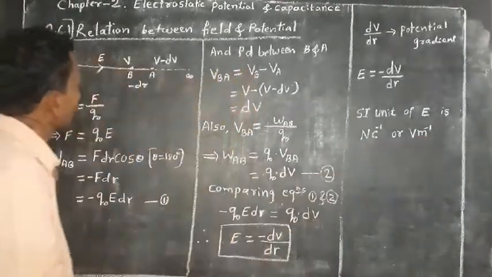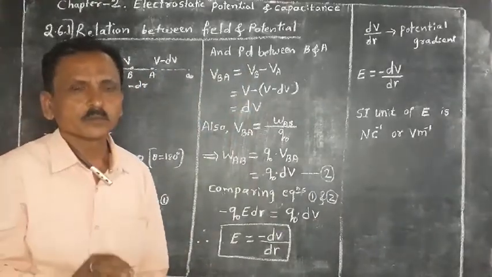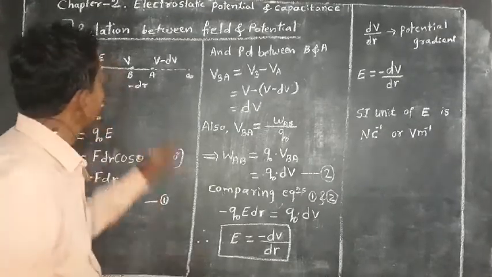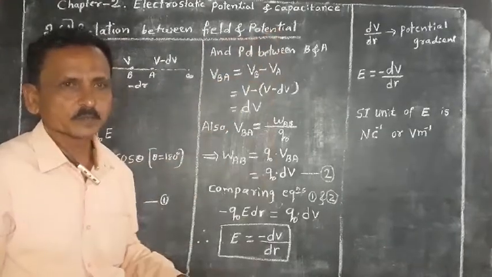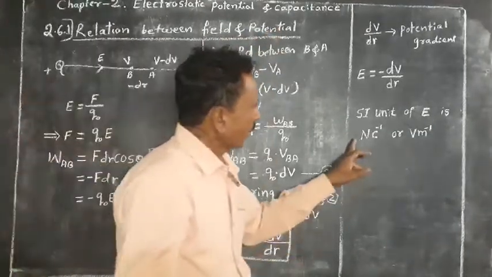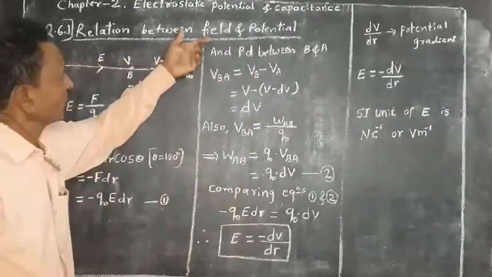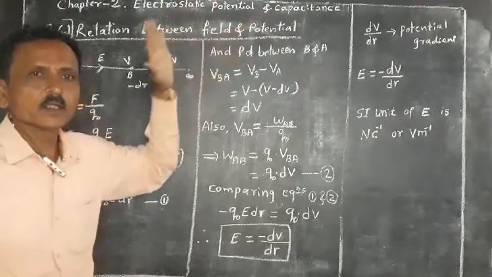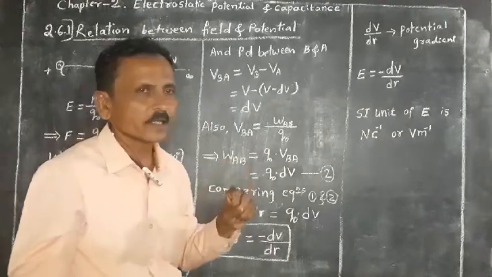This relation is very important for 3 marks: obtain the relation between field and potential. Whenever we say field and potential, that is electric field and electric potential. Clear? Then what is potential gradient?